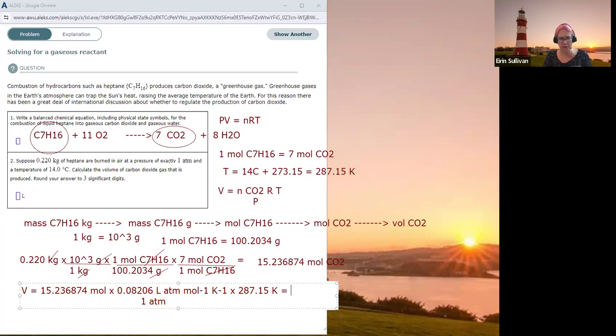Hang on, I didn't even write that down. It's 15.3687. There's no 2 in there. Where did that 2 even come from? Let's just cross out the 2. That's probably going to be the easiest way to fix that. I must have hit the button at the same time as I was typing the 3. Okay, so 15.3687 times 0.08206 times 287.15 divided by 1 is 362 litres. All right, that's a lot of carbon dioxide.